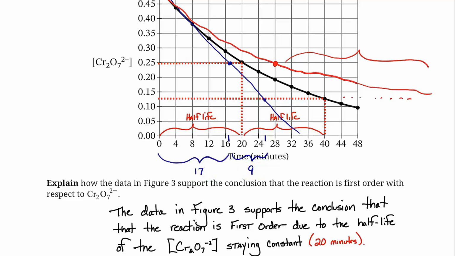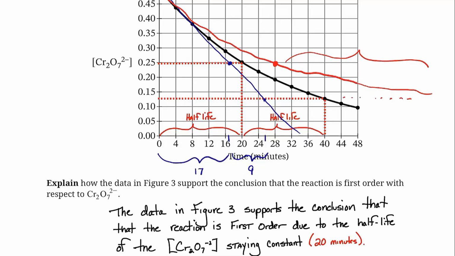Okay, so again, what you need to understand is that for first order reactions, the half-life stays constant. So I said the data in figure 3 supports the conclusion that the reaction is first order, due to the half-life of the reaction staying constant. And I wrote 20 minutes, I didn't need that, but there it is. Okay, so that's another way to identify through graphs using half-life.